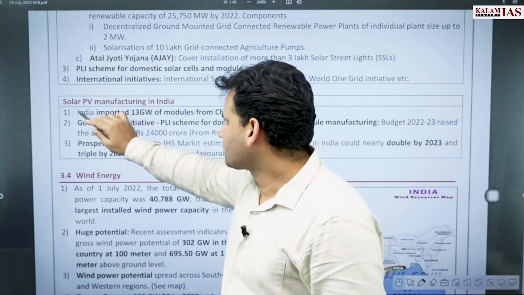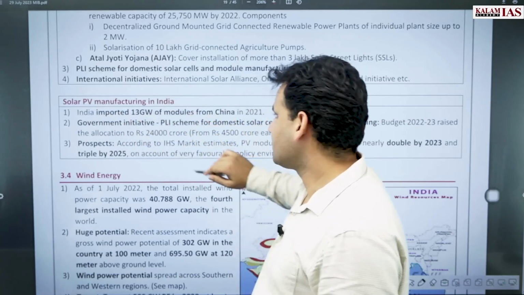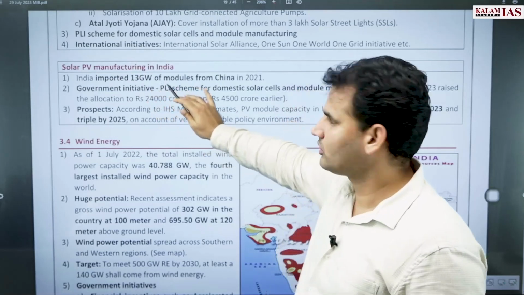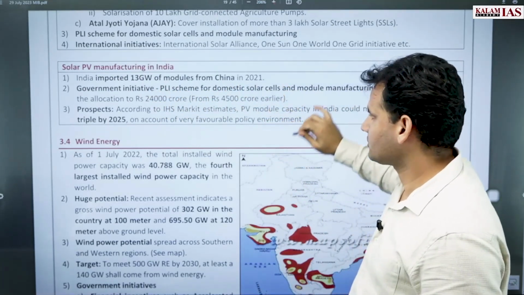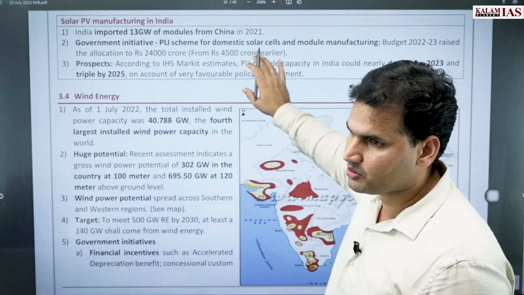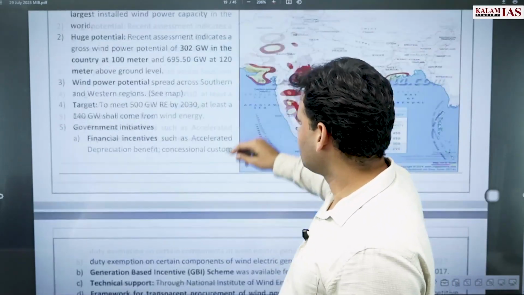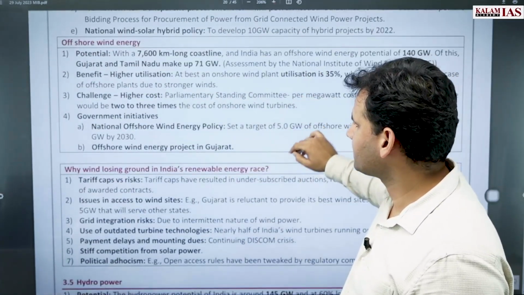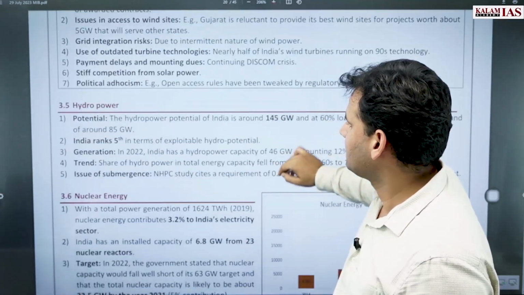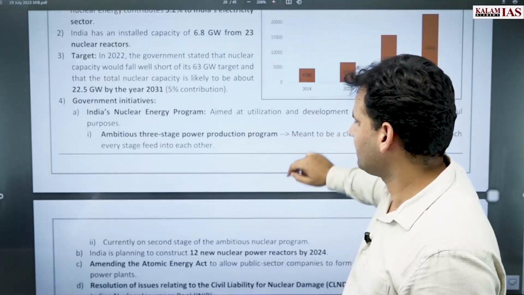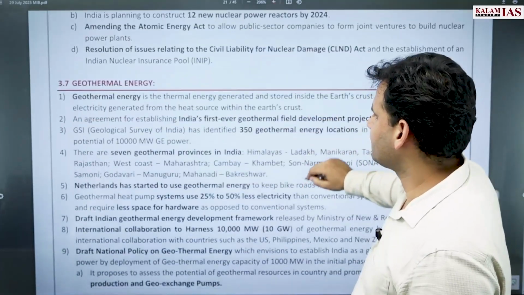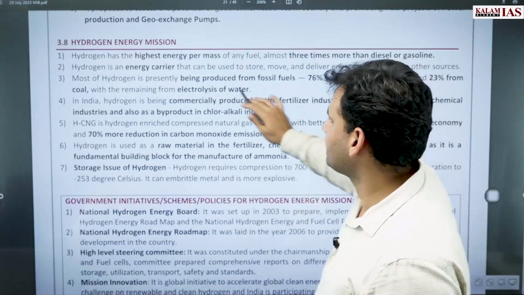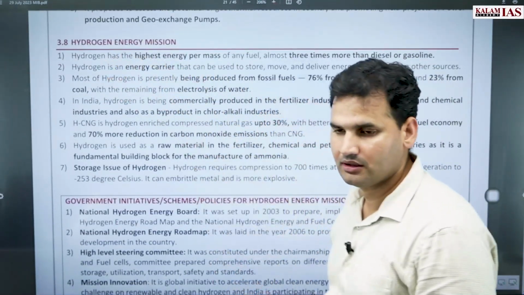What is the status of solar photovoltaic cell manufacturing in India? So India has imported 13 gigawatt of modules from China. So we are still very much dependent upon China. Similar goes with wind energy. So this data is very important, as is data for hydropower and nuclear energy. So moving ahead, now very important is the green energy mission.